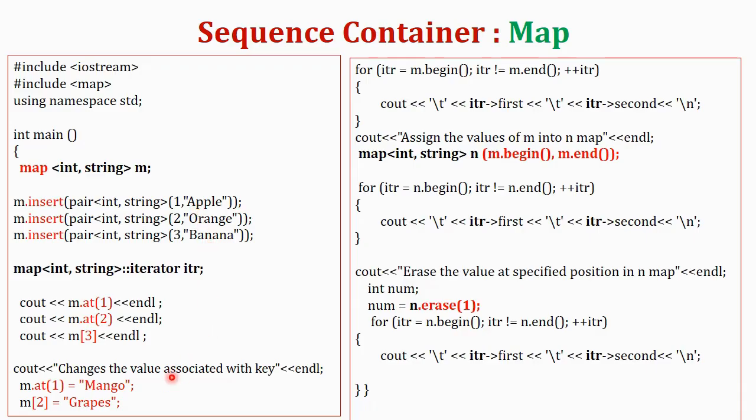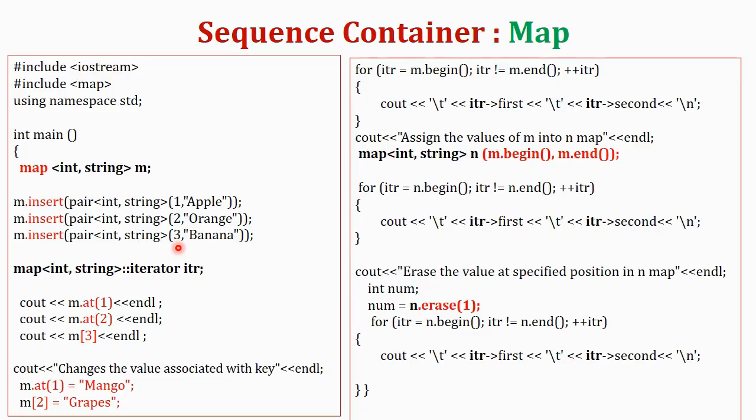Now we are going to change the value associated with the key. So now mango is the new value we are going to assign at position 1, that is key 1. So now the key 1 value is changed to mango. Then the key 2 value is changed to grapes. So now the 2 value is changed.